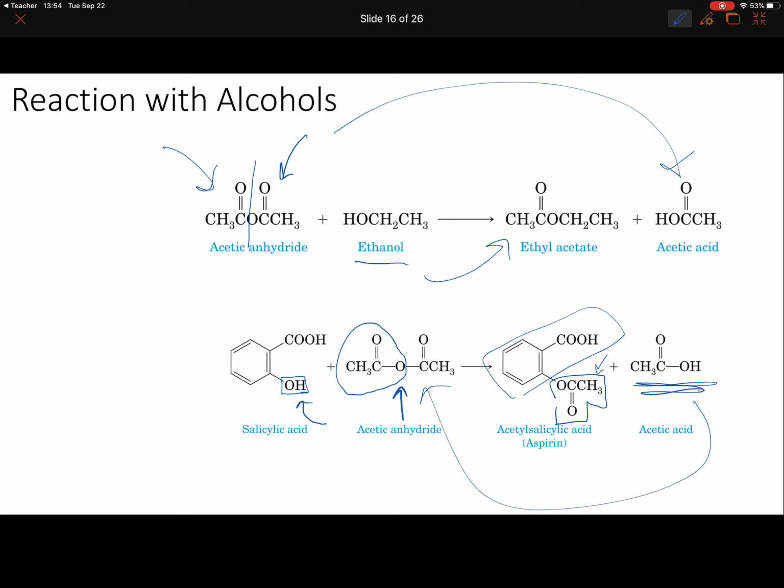You could try to make this from just acetic acid and salicylic acid, and the only product would be water in that case. There wouldn't be a leftover acetic acid. But acetic anhydride is actually a much better reaction. You get a better yield.